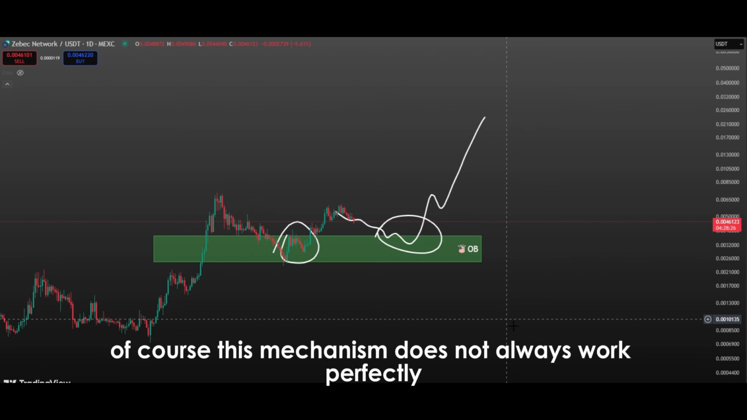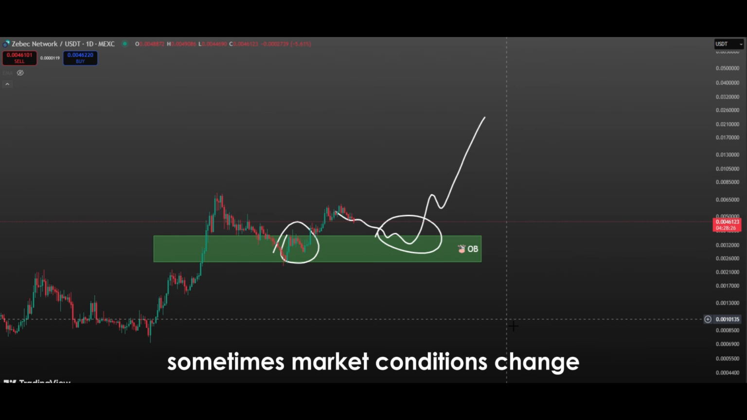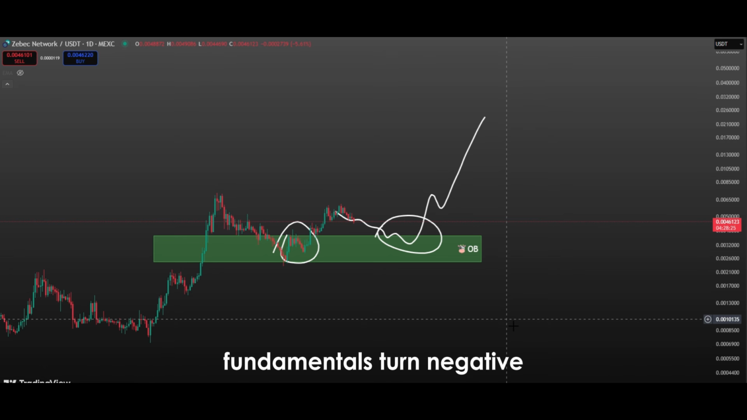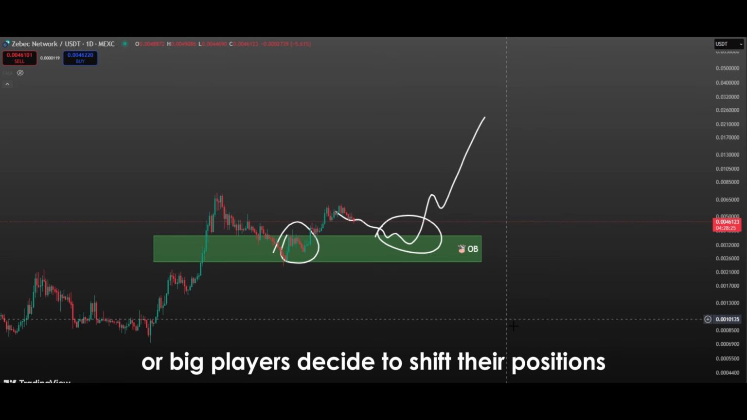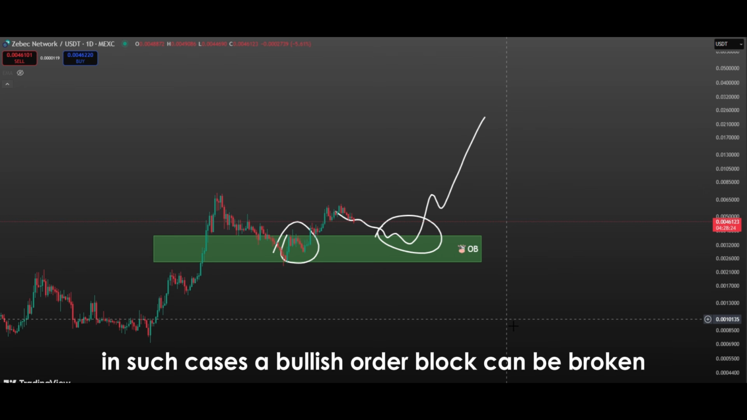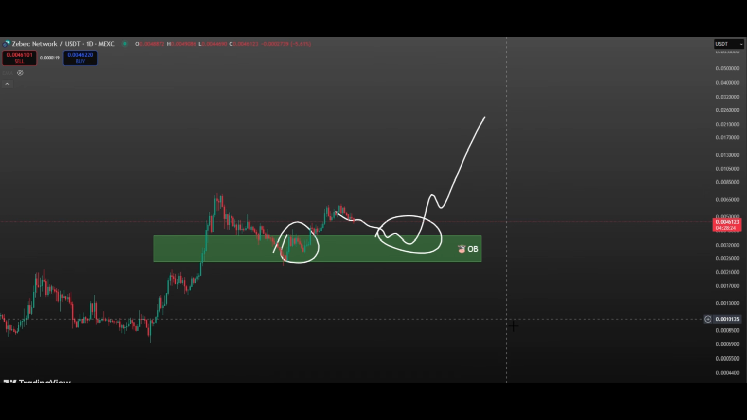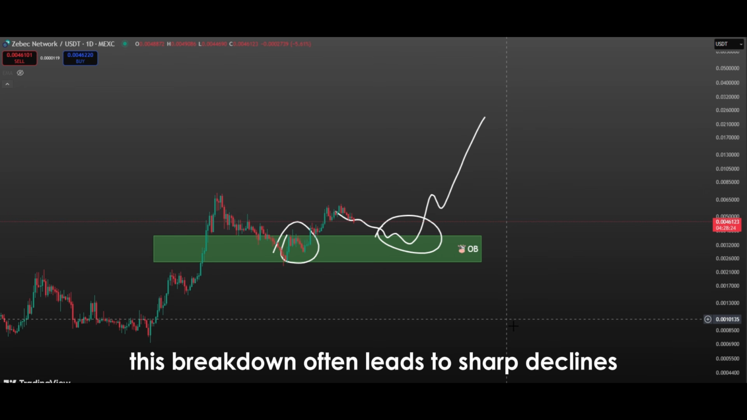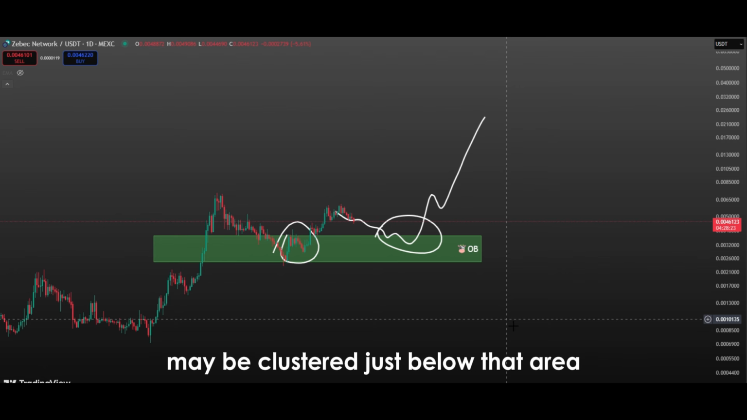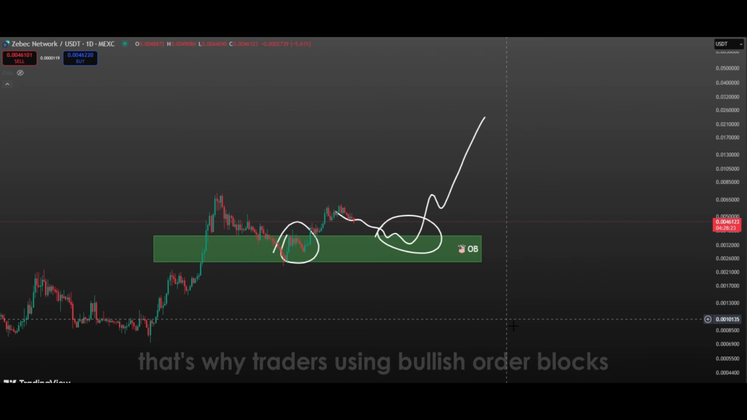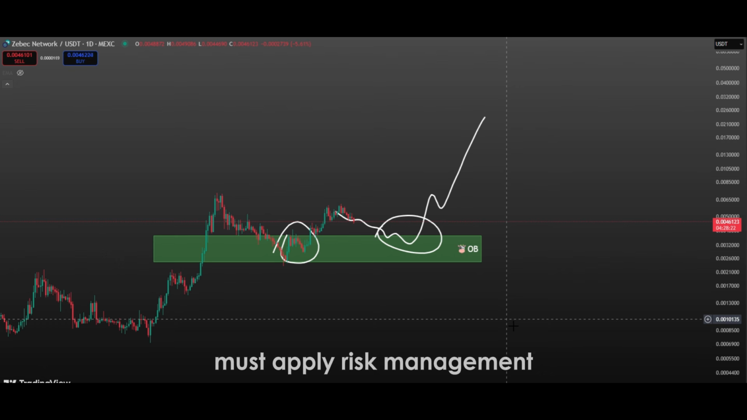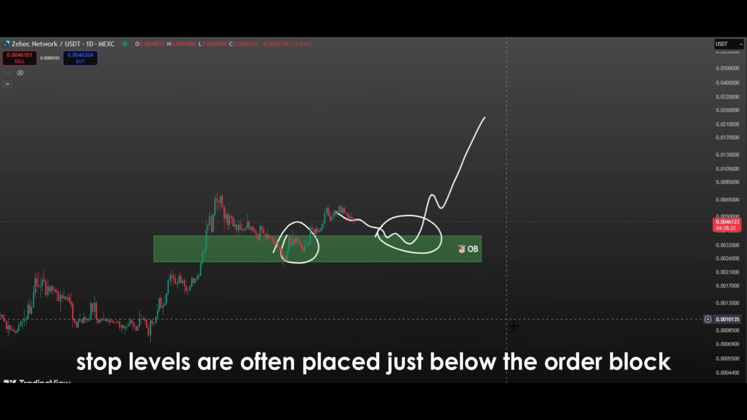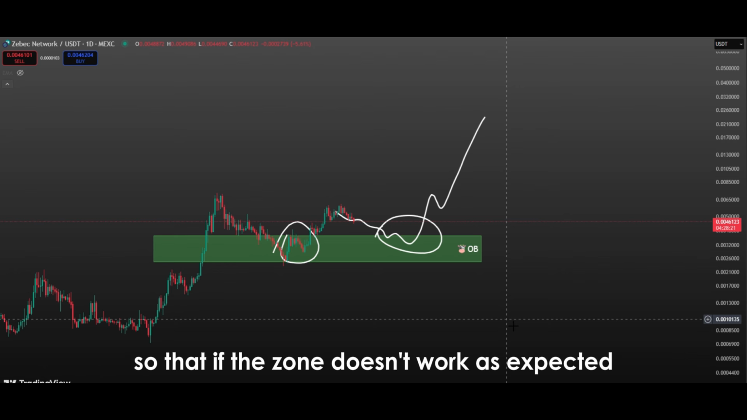Of course, this mechanism does not always work perfectly. Sometimes market conditions change, fundamentals turn negative, or big players decide to shift their positions. In such cases, a bullish order block can be broken. This breakdown often leads to sharp declines because stop-loss orders may be clustered just below that area. That's why traders using bullish order blocks must apply risk management. Stop levels are often placed just below the order block so that if the zone doesn't work as expected, losses are limited.